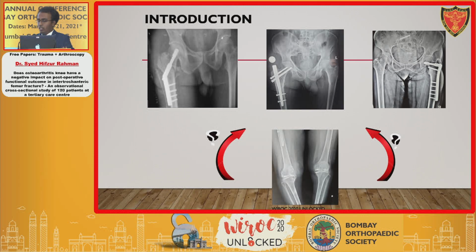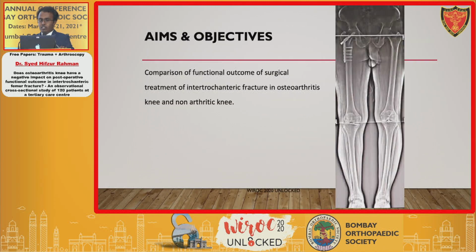It has been theorized that with knee joint degeneration, the lines of force change, the hip anteversion changes, knee flexion deformity occurs, and the power of the lower limb muscles changes, and all of these have a bearing on the overall mechanical alignment. Our study compares the functional outcome of surgical treatment of intertrochanteric fractures in osteoarthritic knee and non-arthritic knee.